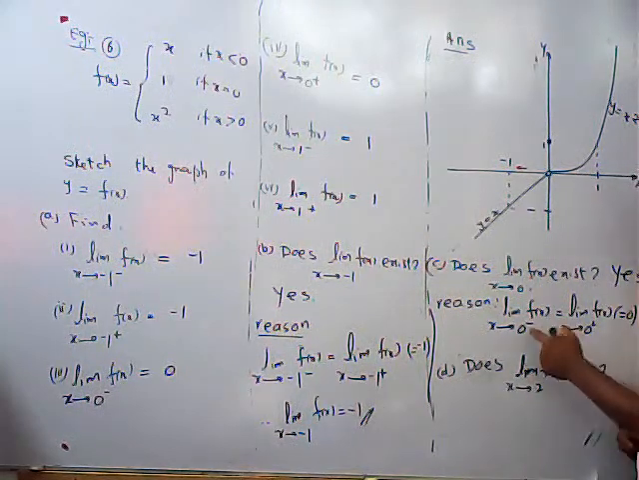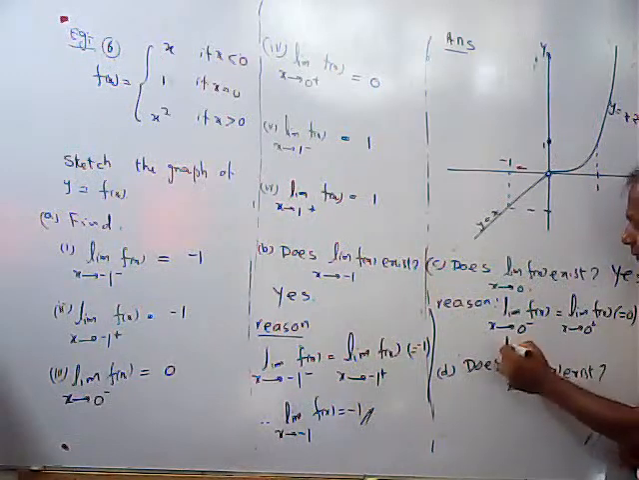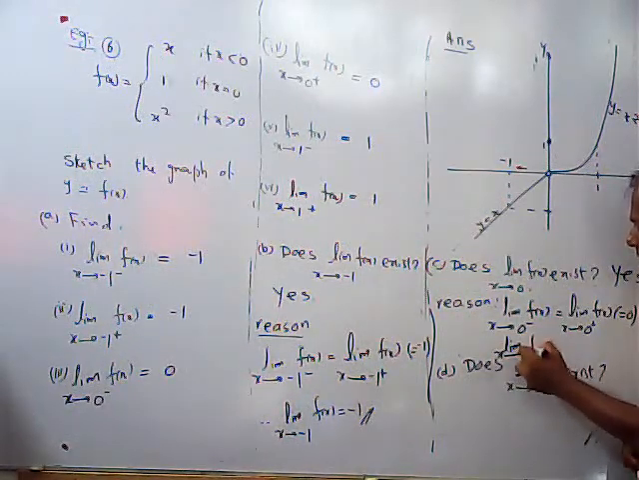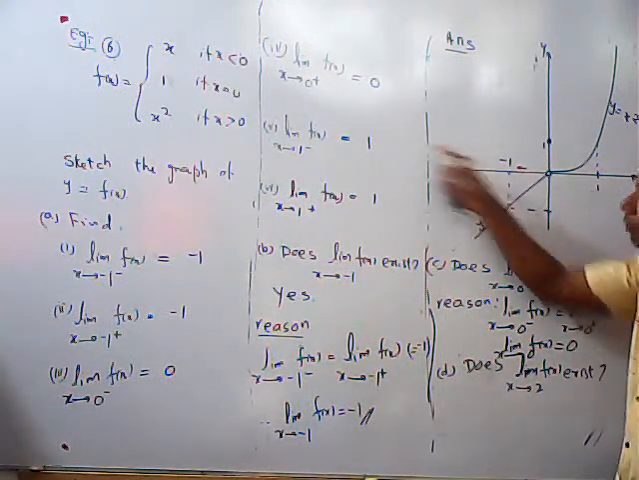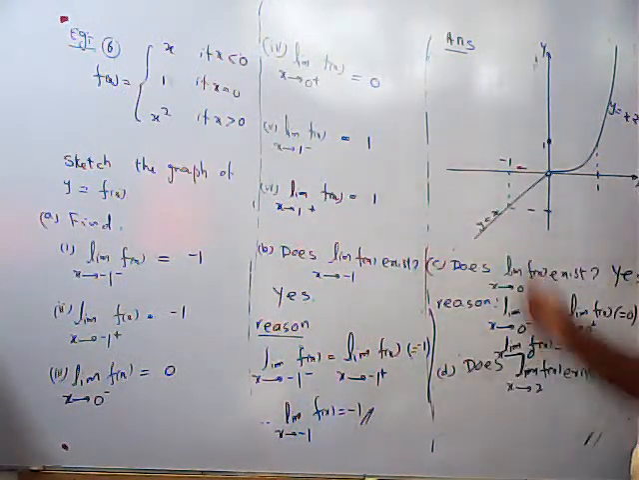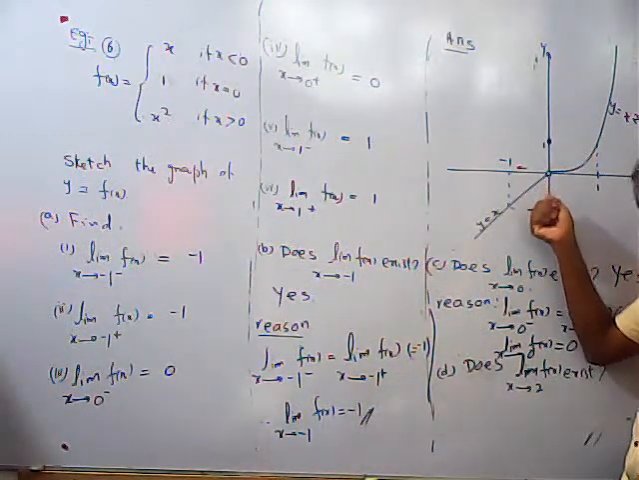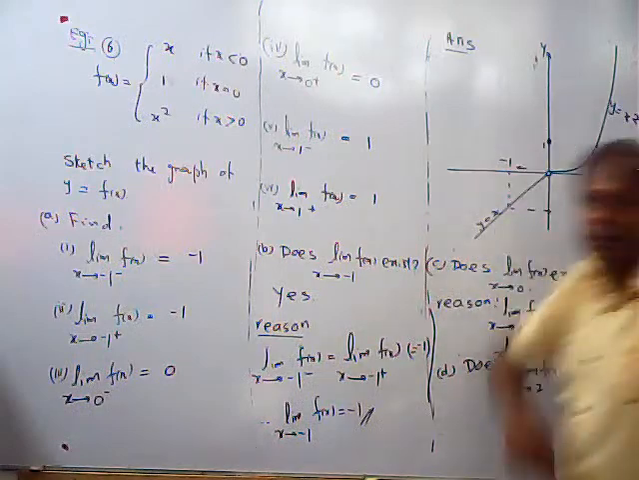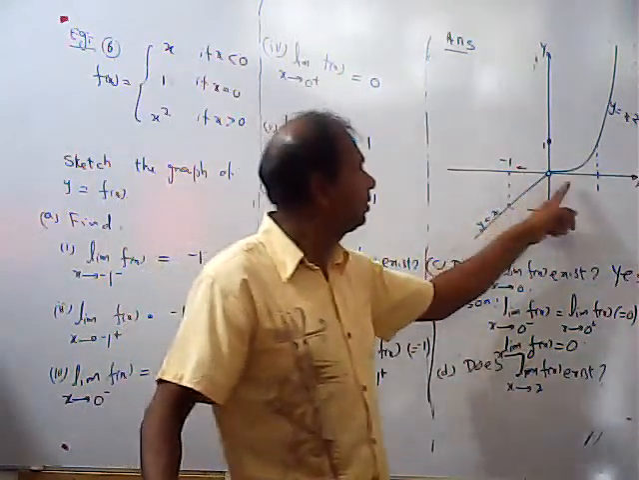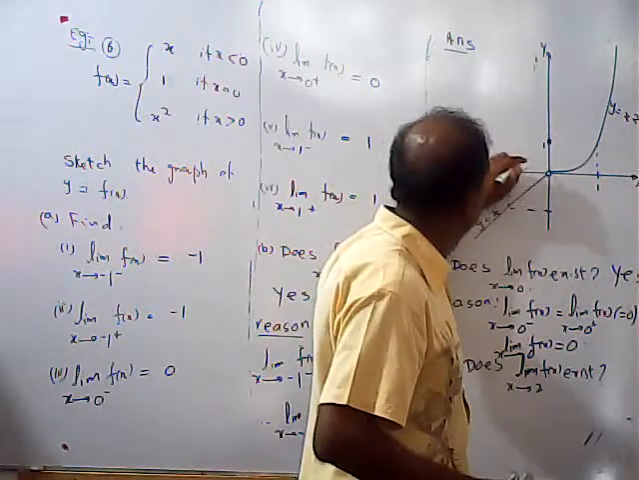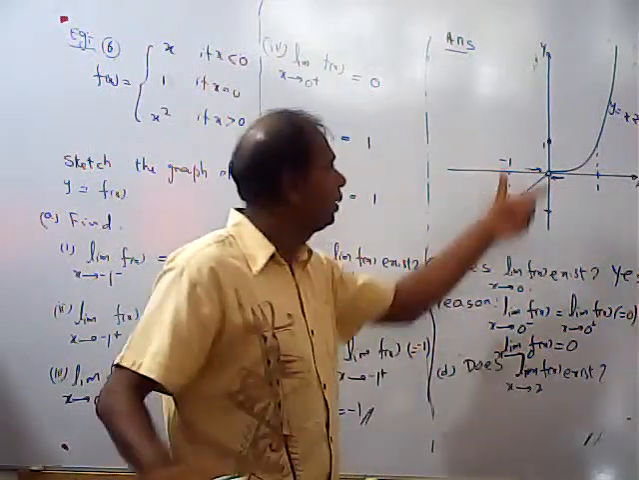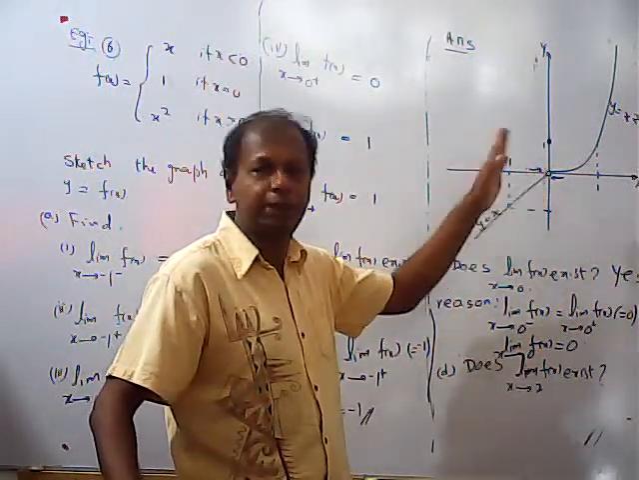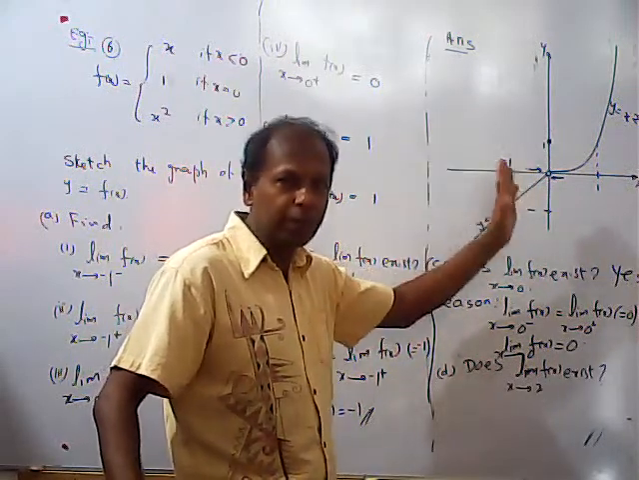Right? So the left limit and right limit are equal to 0. So the limit of the function at 0 is 0. Then the next question, what about the limit at 1? Now look at this. The limit of the function at 0 is 0, but the function value is 1. We said the limit exists as you get closer to 0. As you get closer to 0 from either side, the function value gets closer to 0. Therefore, we say the limit exists and the limit is equal to 0 at 0, right?